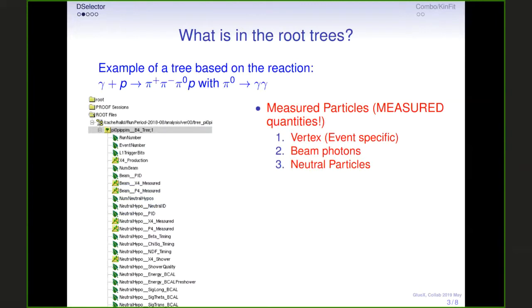Okay, so I give you an example of one of these root trees that come out of the D reaction. The example is pi plus, pi minus, pi zero, and proton, where the pi zero decays into the gamma gamma, but that is not defined, as Alex was pointing out. You don't need to do that if you don't want, but it has some consequences, which we will come to later.